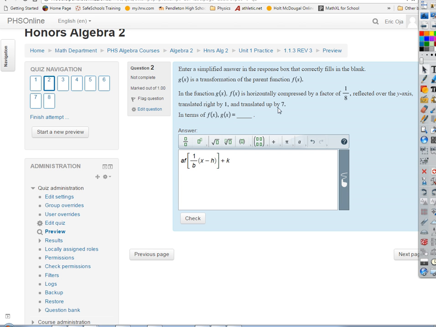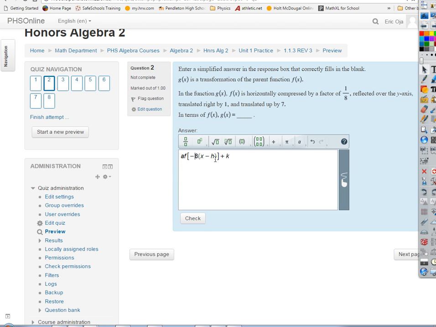Let's see what we've got. If we're horizontally compressing by a factor of 1/8, then that means that b is equal to 1/8. In other words, we're going to multiply x minus h by the reciprocal of that number. So we're going to multiply by the reciprocal of b, which is 8. We're going to reflect over the y-axis, which means that we're going to multiply the quantity x minus h by -1. Or in other words, the reciprocal of b is going to be negative.